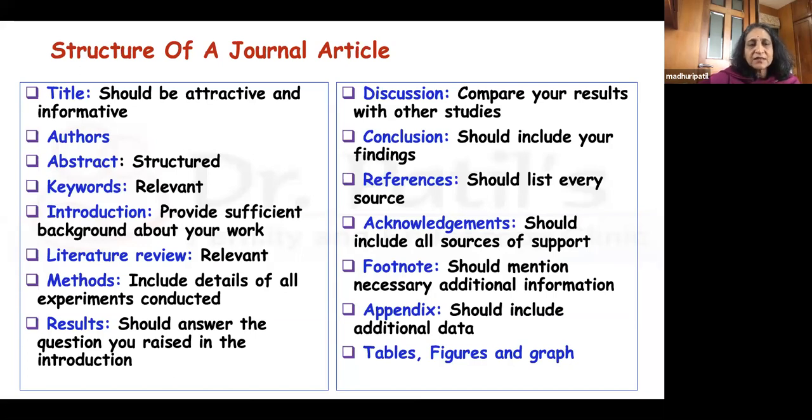The results should answer the questions you raised in the introduction. The discussion should compare your result with other studies, and the conclusion should include your findings. References should list every source you've taken, and acknowledgement also is very important to include all sources of support, as well as financial support also if you have received any. The footnote should mention necessary additional information, and the appendix should include all the additional data. And the other thing what should be included in your article is the tables, figures, and the graph.